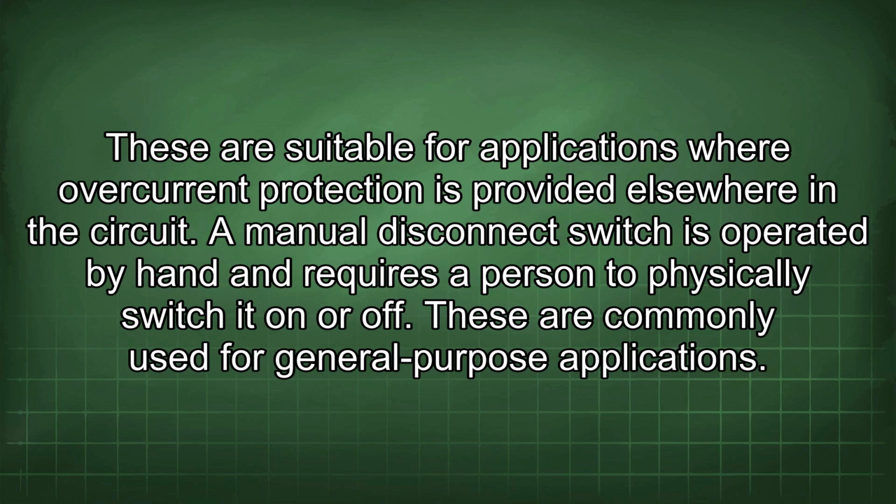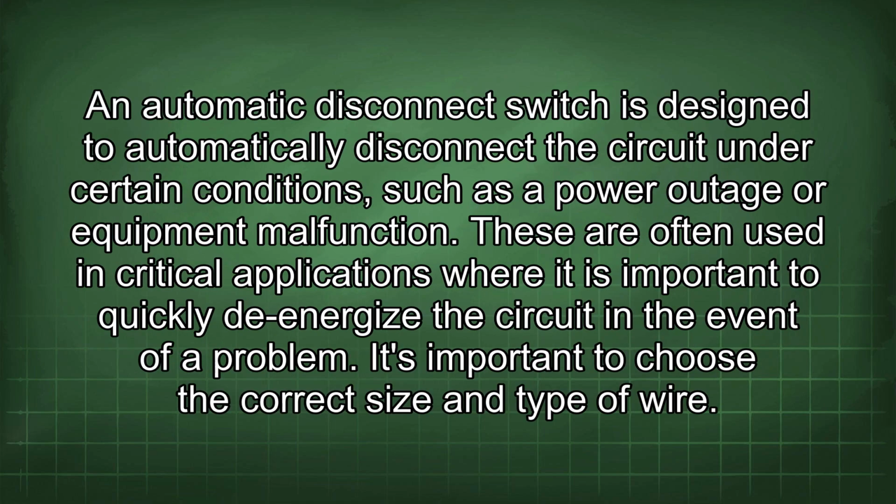A manual disconnect switch is operated by hand and requires a person to physically switch it on or off. These are commonly used for general-purpose applications. An automatic disconnect switch is designed to automatically disconnect the circuit under certain conditions, such as a power outage or equipment malfunction. These are often used in critical applications where it is important to quickly de-energize the circuit in the event of a problem. It's important to choose the correct size and type of wire.